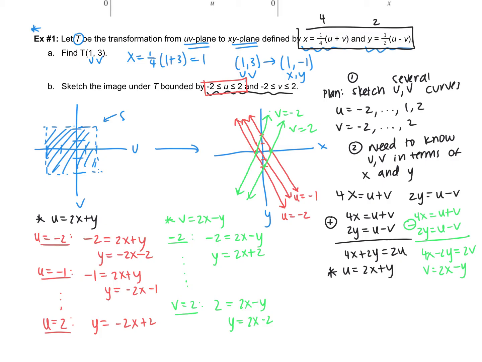So there are infinitely many of those lines. And so our image then is this region right here. So what t is doing is it's taking this rectangle here and it's transforming it into this kind of diamond shape. So that is the way that you would go about this process.